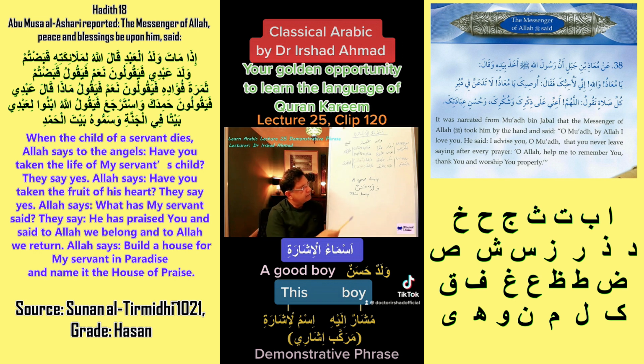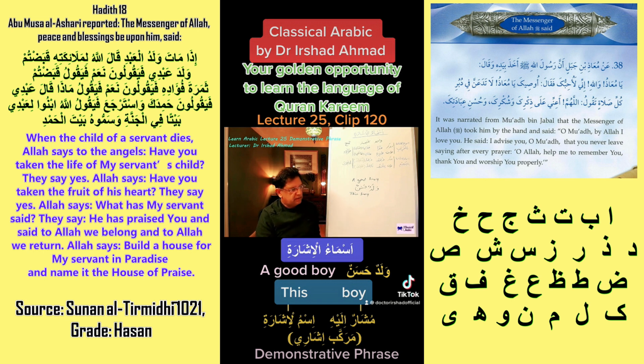Let's analyze this phrase in English first. This is a demonstrative pronoun and a noun to point to someone or something, etc. And boy is what is being pointed at. So we have a demonstrative pronoun and a noun at which we are pointing. So that's our English phrase, this boy.